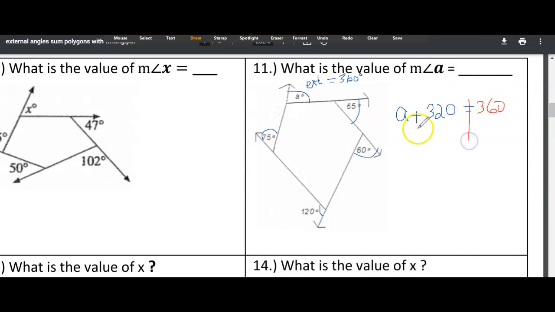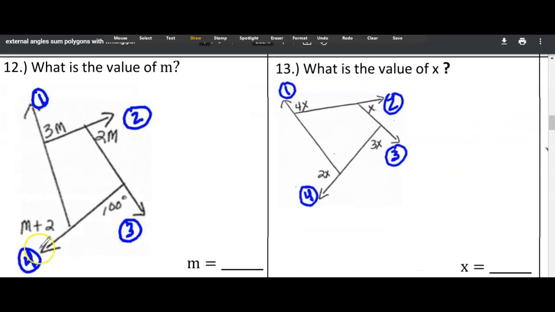Now all you have to do is subtract, right? And then you found your value of A. So minus 320 on both sides. Okay, you should have gotten 360 minus 320 gives you 40. So angle A is 40 degrees. Now add them all up to make sure you did it correctly: 75 plus 120 plus 60 plus 65 plus 40 should give you 360, because the exterior angles will always sum up to 360 degrees.